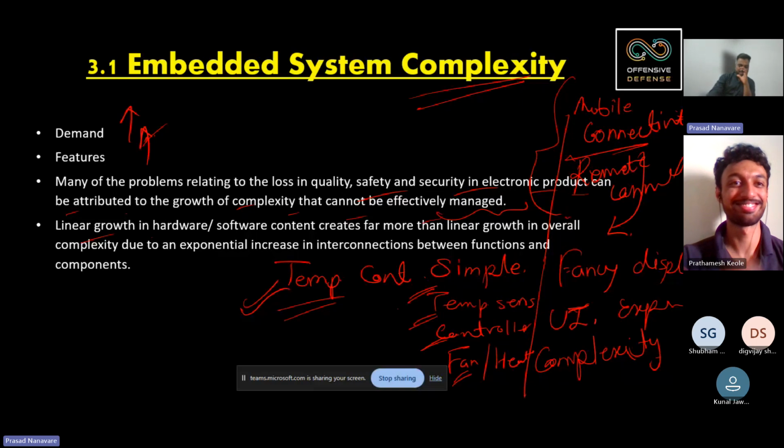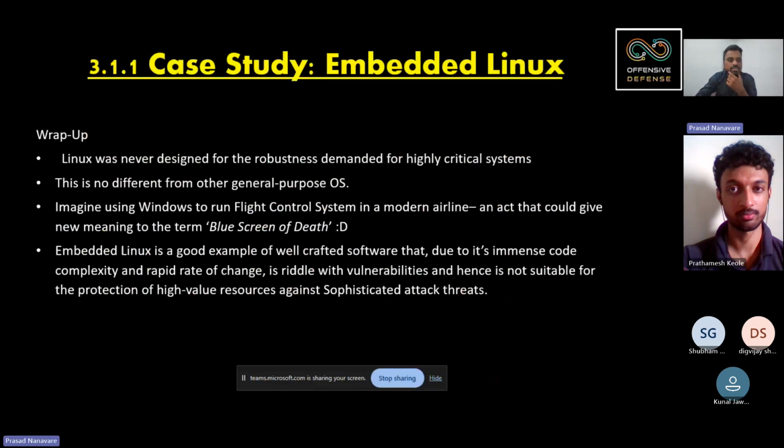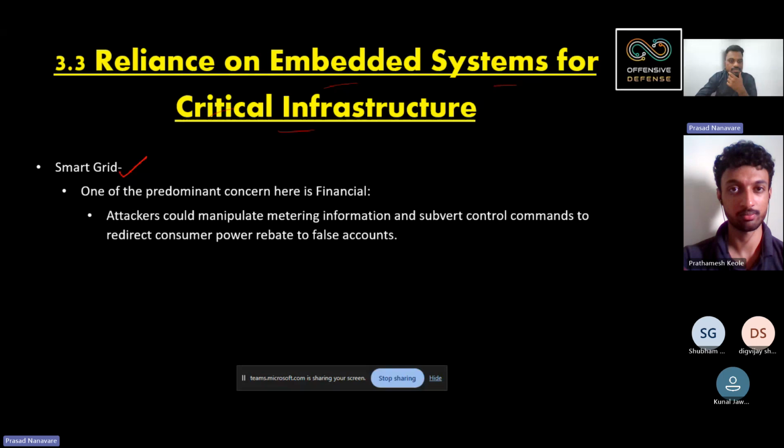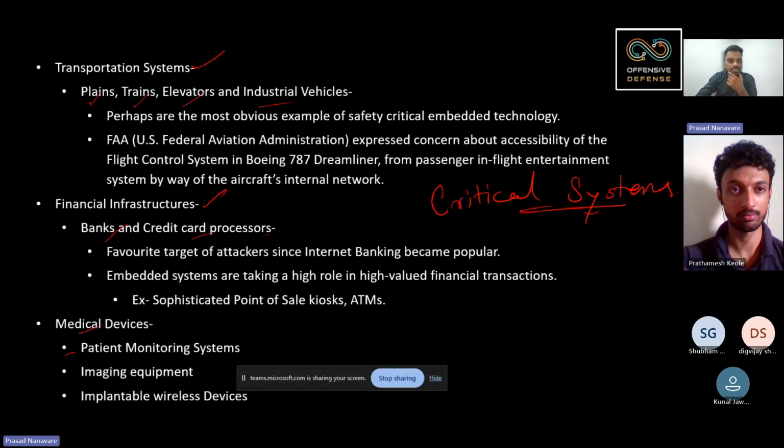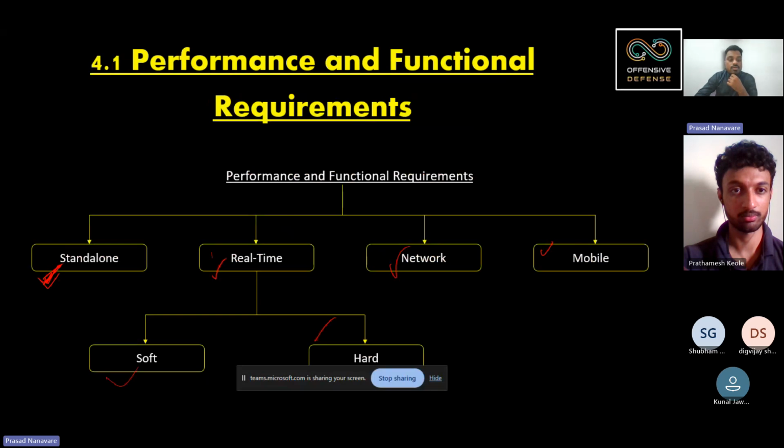Anyways, this is the page where I talked about the simple temperature controller and the fancy design, and I have written it on the board. Then grid systems, smart grid, network connectivity, critical infrastructure, and sophisticated attackers. Now common types. We were here: standalone. Who is going to talk about standalone systems with one example?